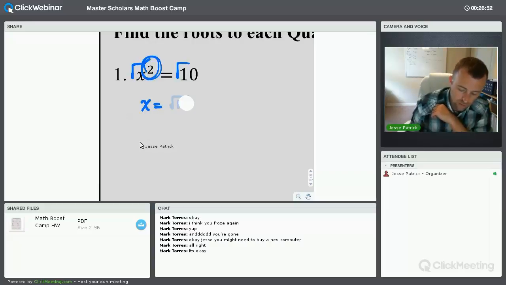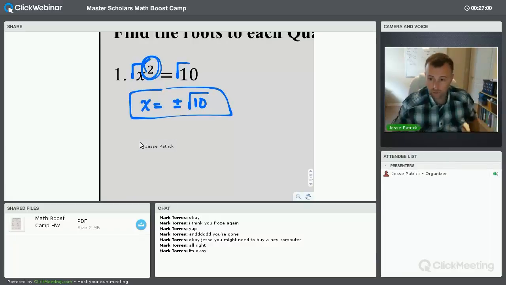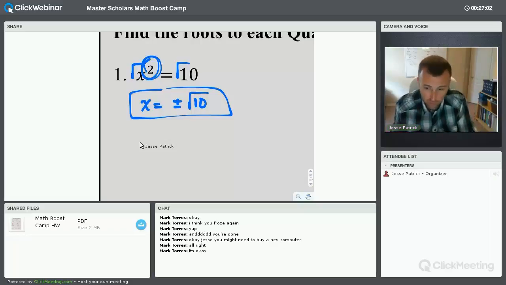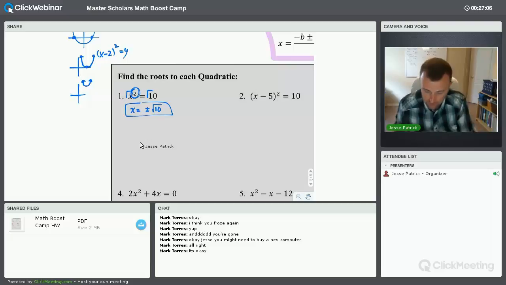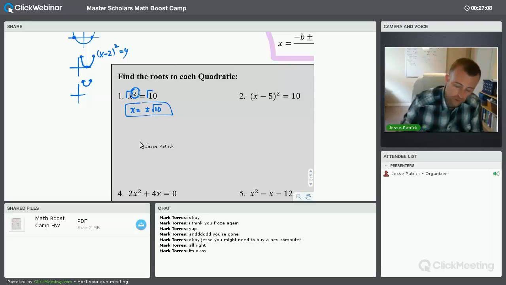So in this case, that's where people make that mistake a lot. It should be plus or minus the square root of 10. A lot of times people forget that plus or minus, but there's going to be 2 solutions. So when you square root, the number is plus or minus. That's all you have to do for number 1. Very simple, just about knowing the plus or minus is going to be in there.